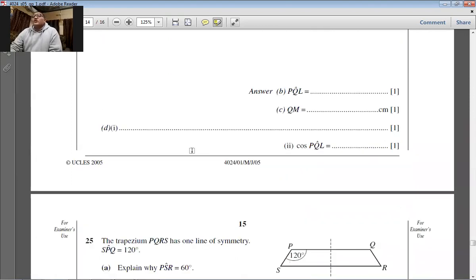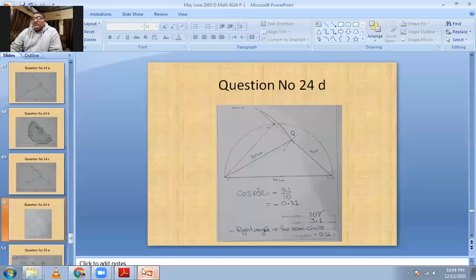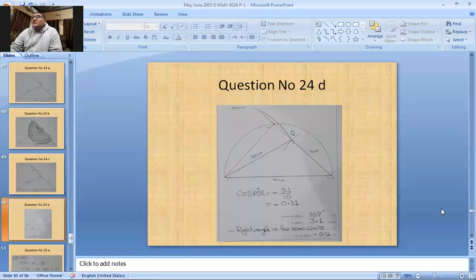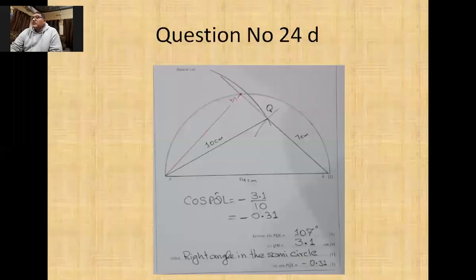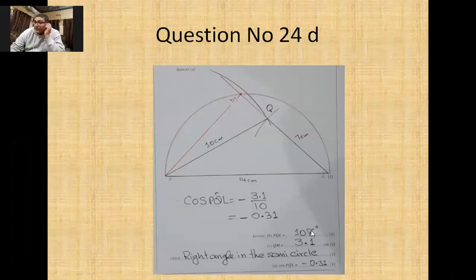So question number 24. Okay, let me show you the answers. If you measure the PQ, that will be 3.1. The angle PQL was 107. Their question is why PM and LM are at right angle to each other. This angle is 90 degrees.